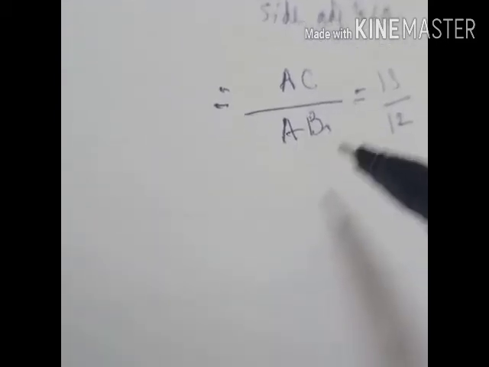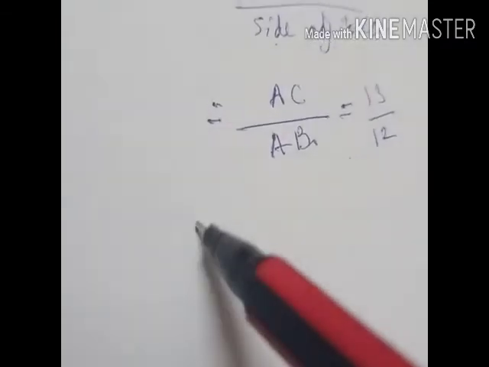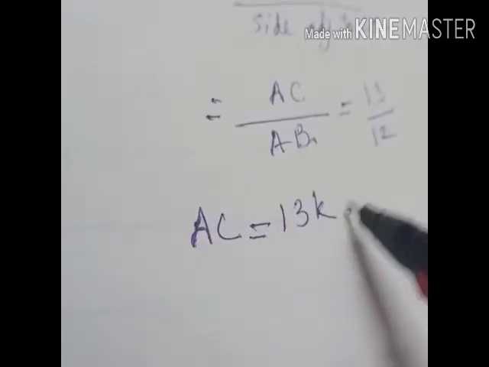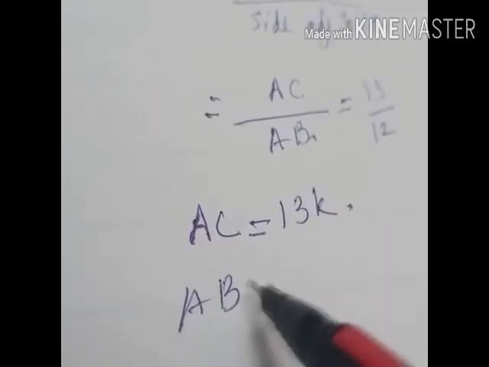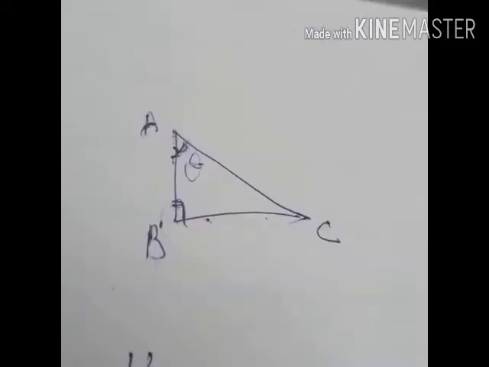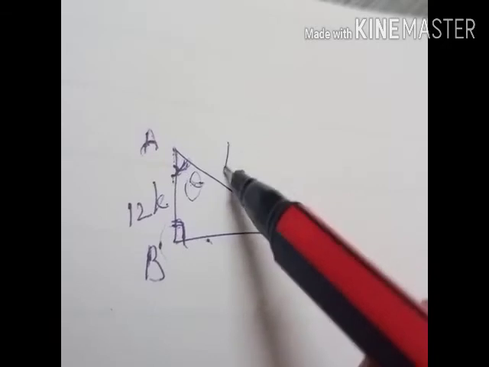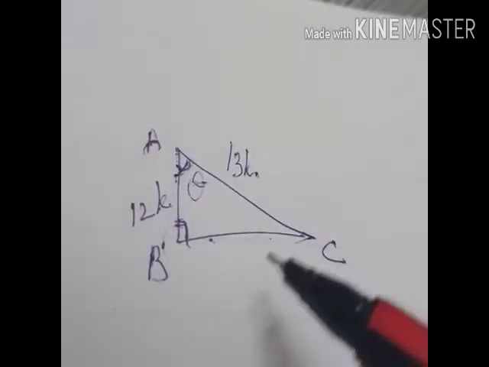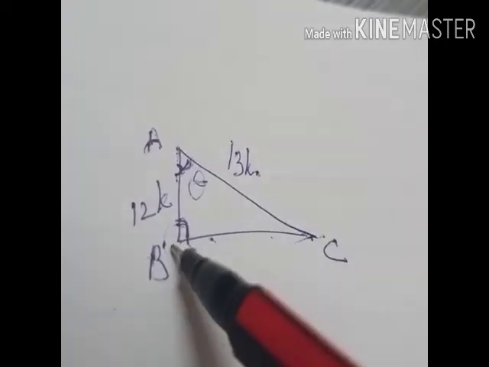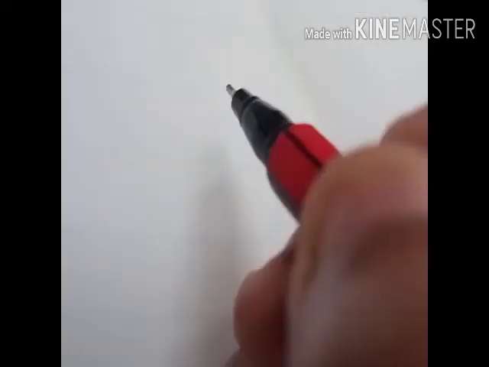So AC by AB equal 13 by 12. This is the ratio, so we have to write its actual value: AC is 13K and AB is 12K. That we have to mention in the figure. Now we have to find the unknown value BC. This side BC we have to find by the Pythagoras theorem.